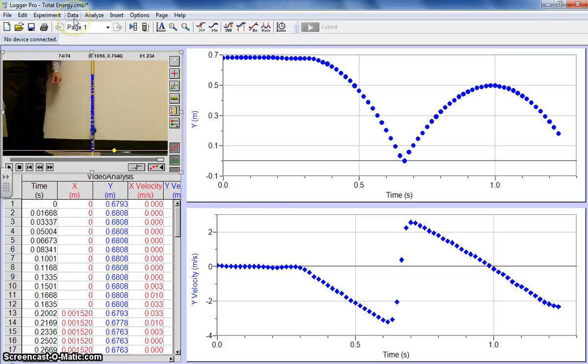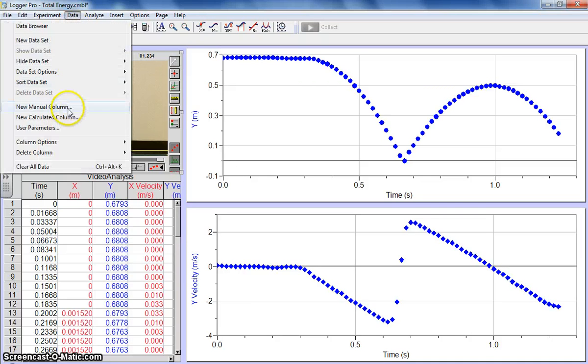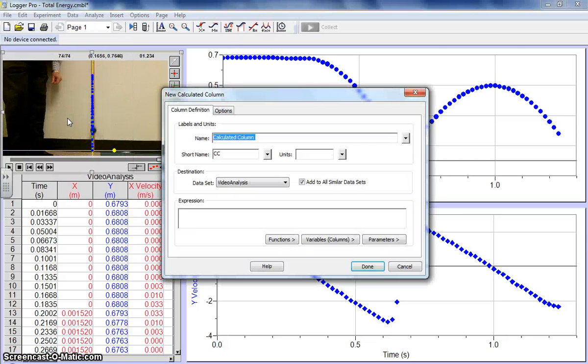You can see that I have a graph for position versus time and a graph for velocity versus time. I'm going to go to the data, come down here and select new calculated column. And I want to calculate the potential energy. The short name will be PE, and the units will be joules, capital J.